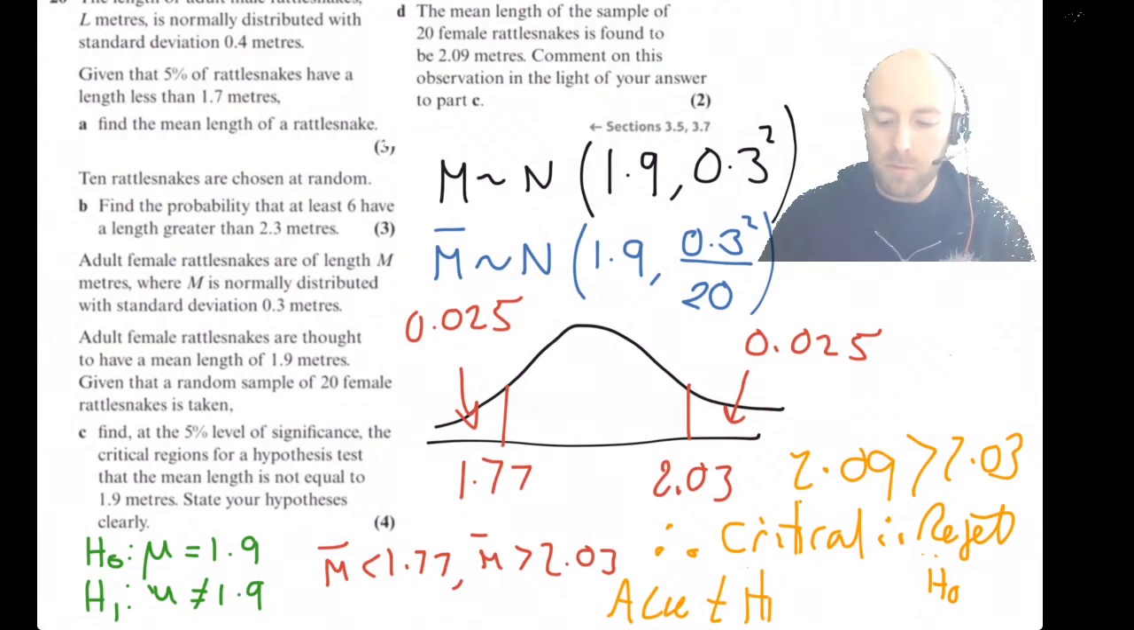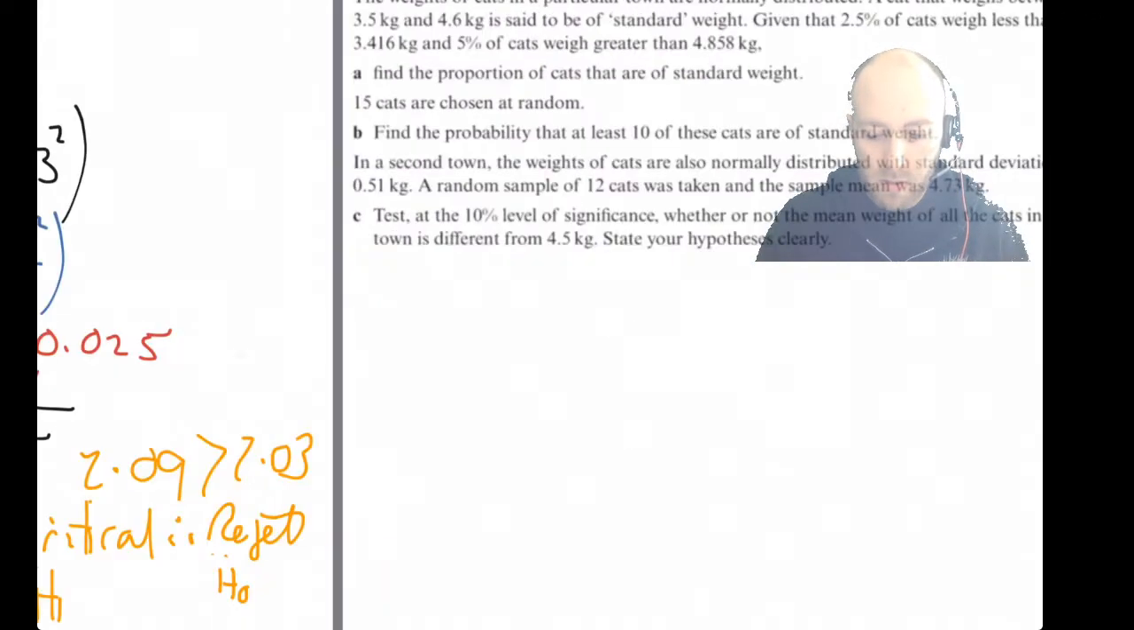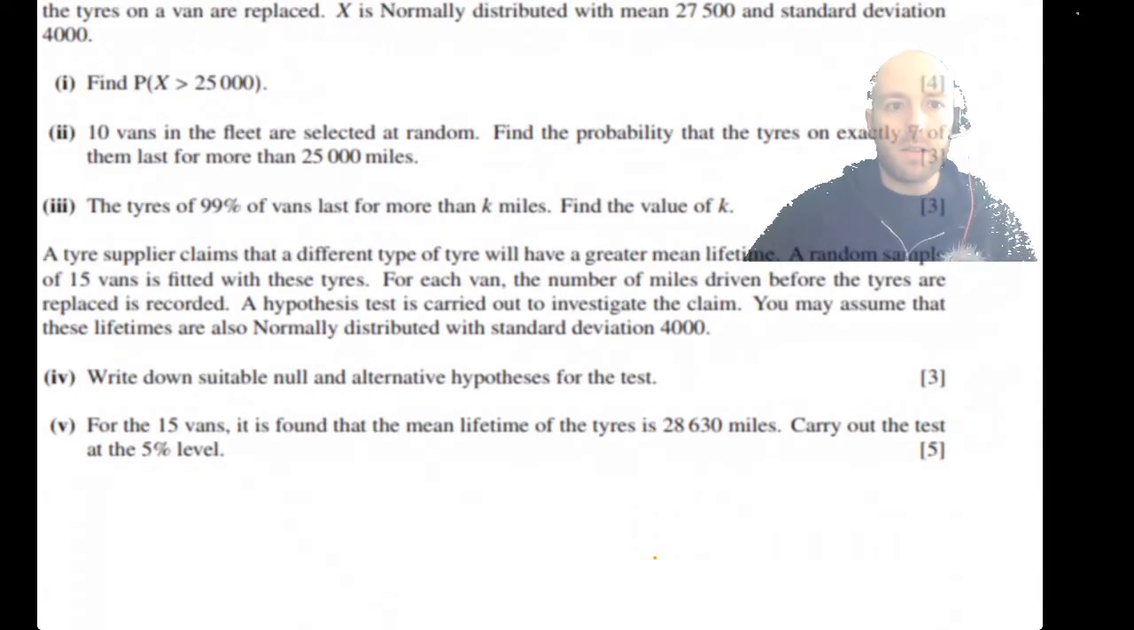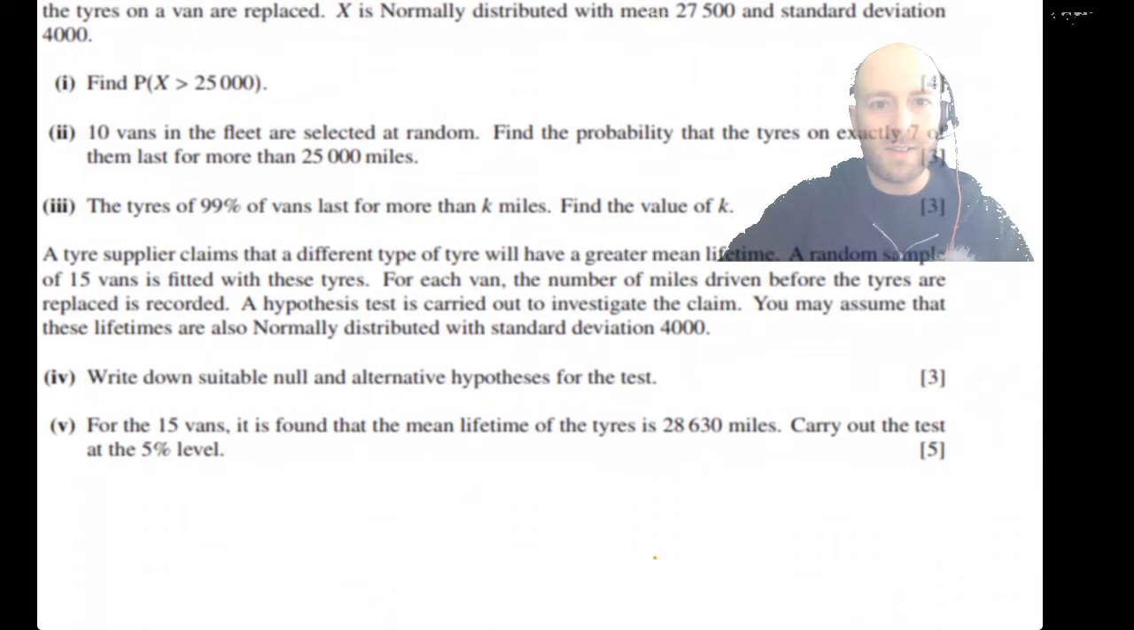No? Right, I'm going to try and move it on. Okay, so, no, it's moved again. Damn it.